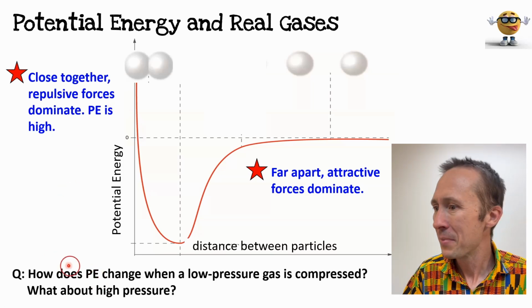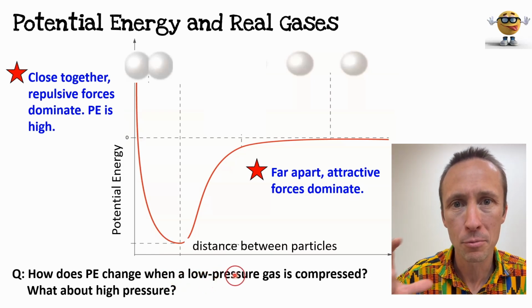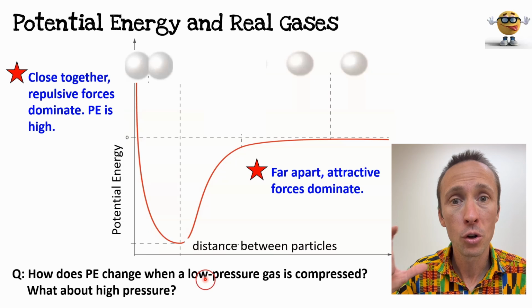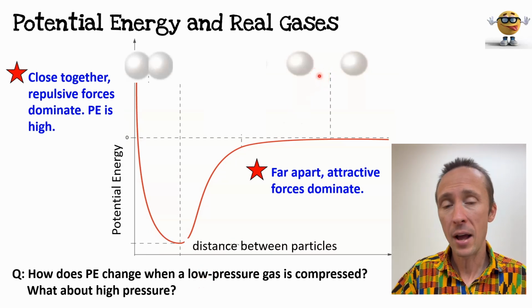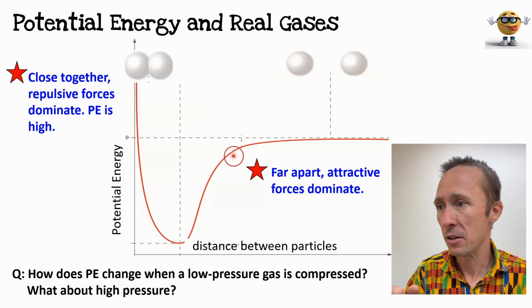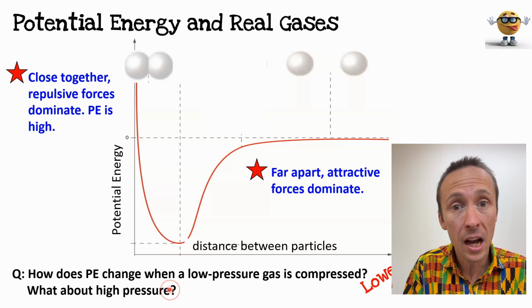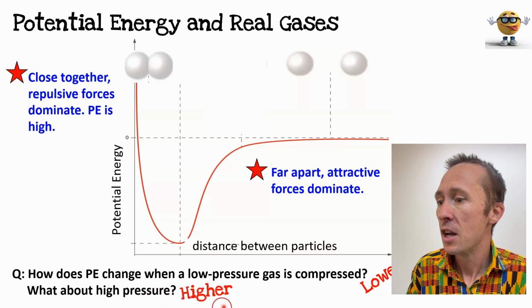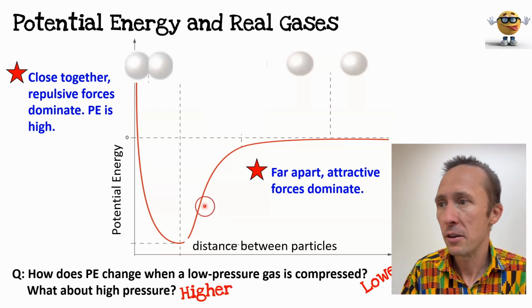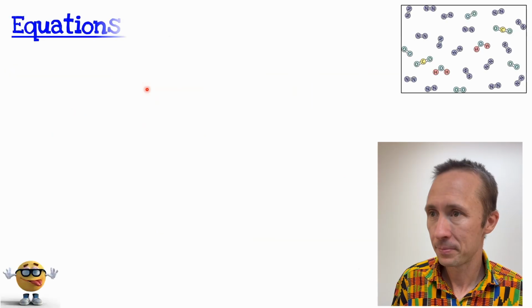So I got a question. How does potential energy change when a low pressure gas is compressed? Well, if it's under low pressure, then there's a lot of space between the particles. And as you compress it, the potential energy goes down. There we go. If it's under really high pressure, like very, very high pressure, repulsive forces dominate. So the potential energy will go higher if we compress it even more.